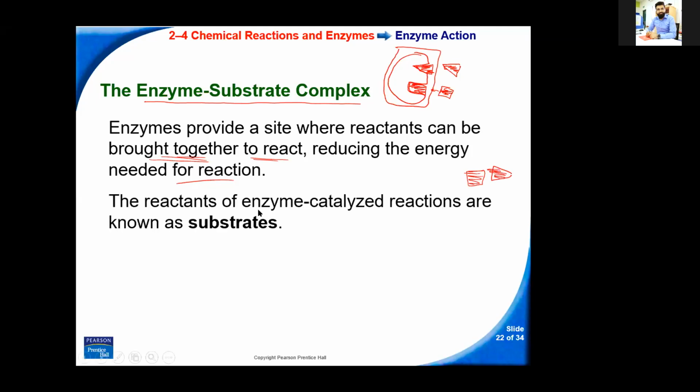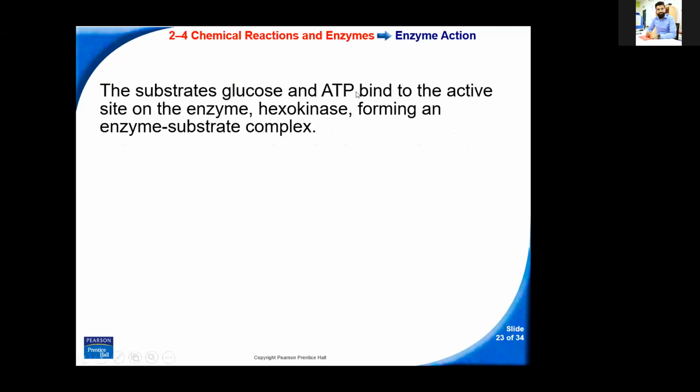The reactants of enzyme catalyzed reactions are known as substrates. We said this. The substrates, glucose and ATP, bind to the active site on the enzyme. For example, the glucose and ATP, the energy form, they bind on the active site on the enzyme hexokinase. This is the name of the enzyme.